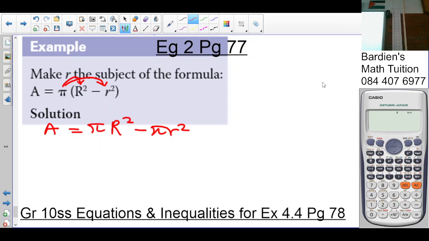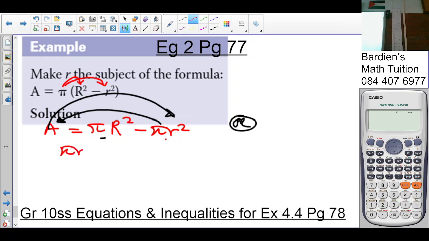Take the r term to the left hand side, and I'm going to take the A over. Not so? Okay, I'm going to show you another way I could have done it if I had taken this one up to that side. I'll show you that one afterwards, okay? So what will happen now? It's going to become positive pi r squared is equal to pi R squared minus a.